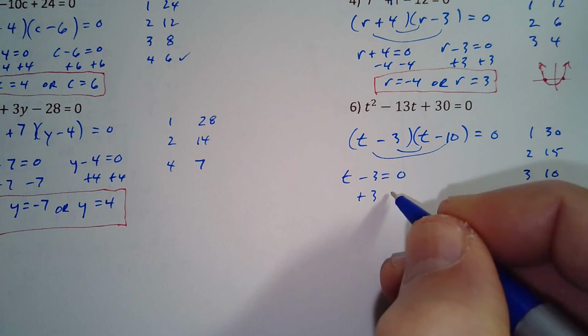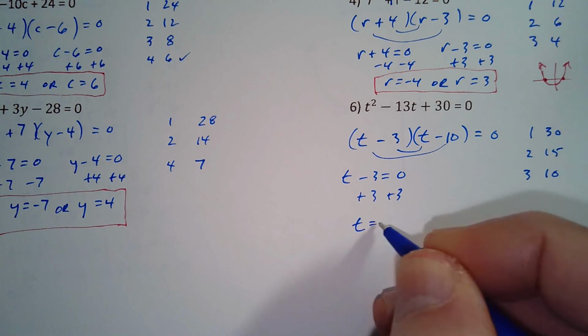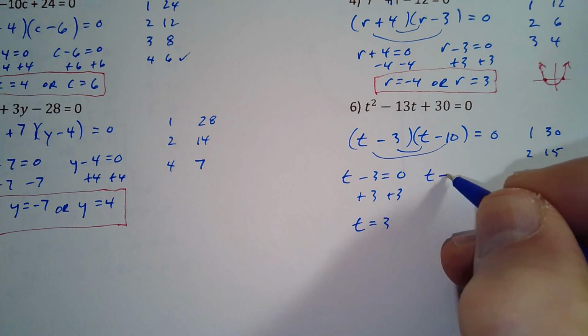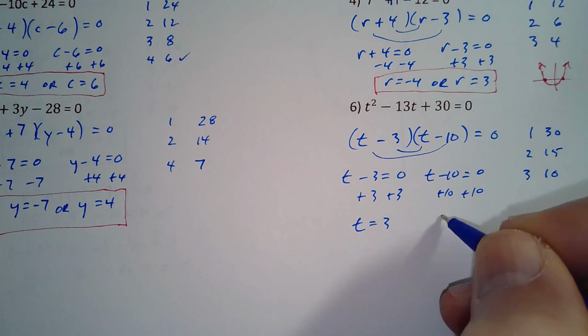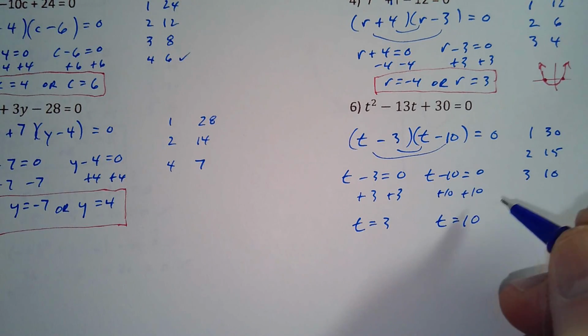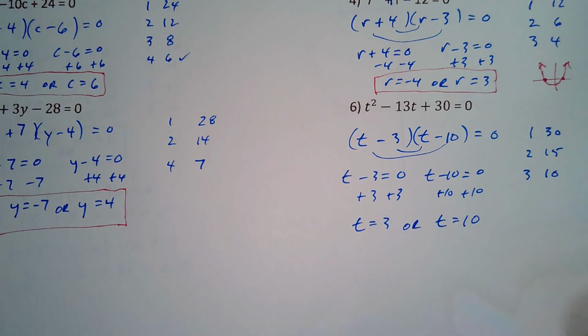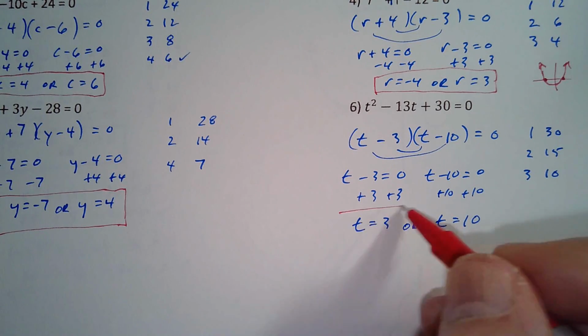So add 3 to both sides. We get t equals 3. And the second one, we're going to end up adding 10 to both sides, getting t equals 10. And again, it's one or the other. So 2 answers in these problems.